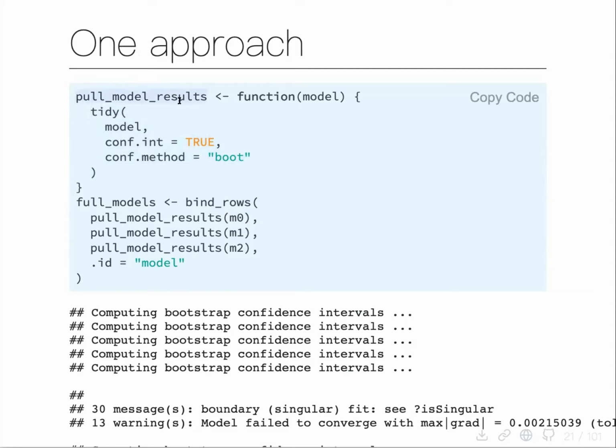Okay, so I'm creating a function here called pull model results, which is defined as a function, which takes one argument, model.